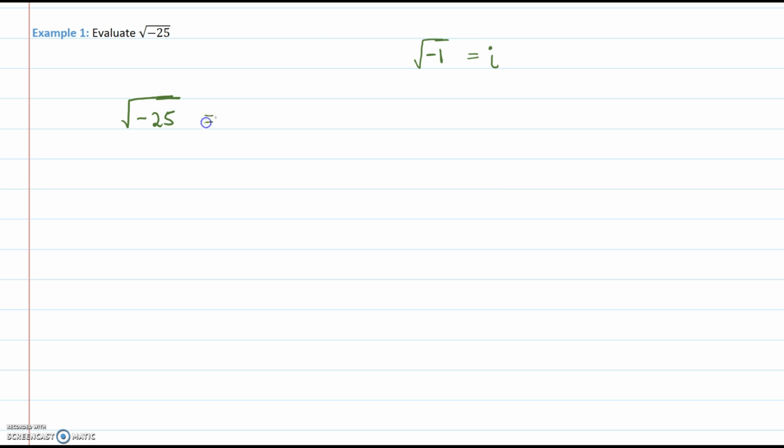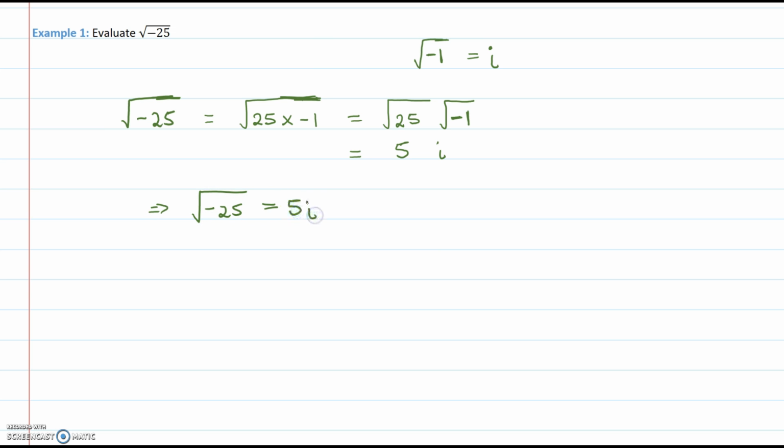We can say that getting the square root of -25 must be the same as getting the square root of 25 times -1, because 25 times -1 is -25. Well, we know that as long as we're talking about multiplication, we can split up square roots. So that would be the square root of 25 times the square root of -1. Well, the square root of 25, we know that is 5, and the square root of -1 is i. So in other words, the square root of -25 is equal to 5i.